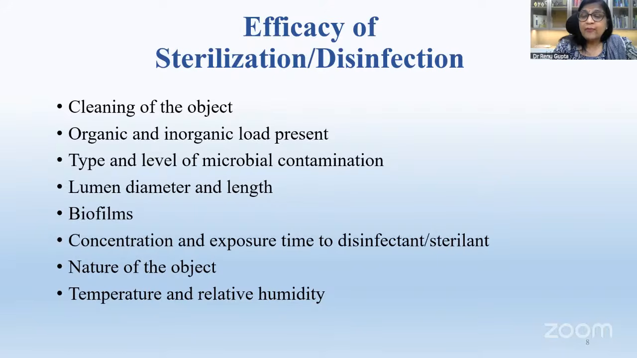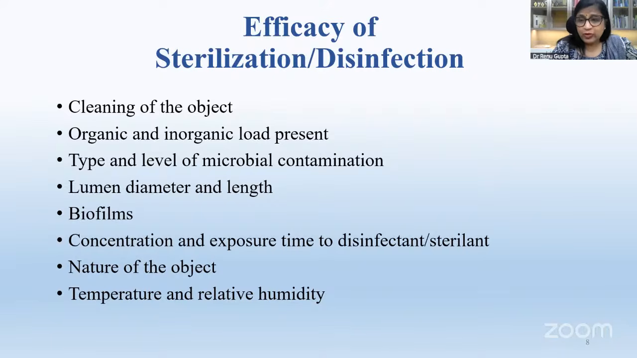Then what type of microbial contamination is present, whether spores are present, will also decide the efficacy of sterilization and disinfection. There are certain devices which are very, very long, like a catheter or a tubing. Your sterilant, your gas, cannot penetrate through long tubings. So the type of material you are using for sterilization also matters.